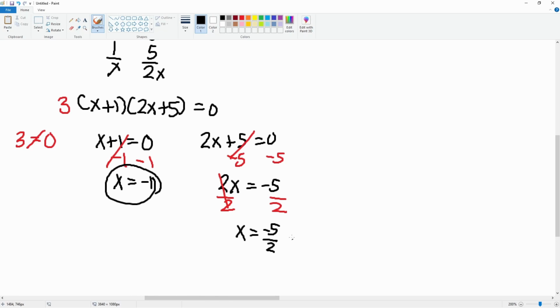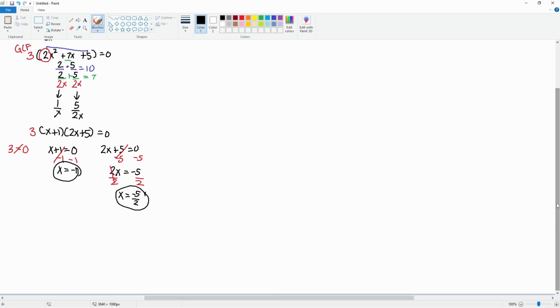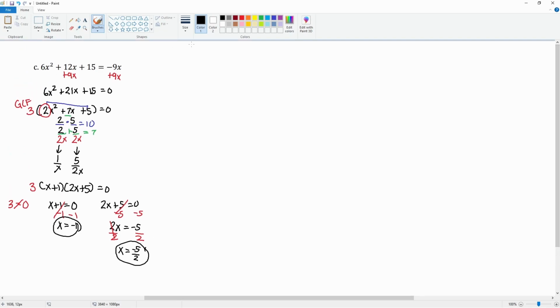Here you still get two solutions. The reason why you still get two solutions here is because this is considered to be a degree 2, and the fact it's degree 2 means there's only two solutions.